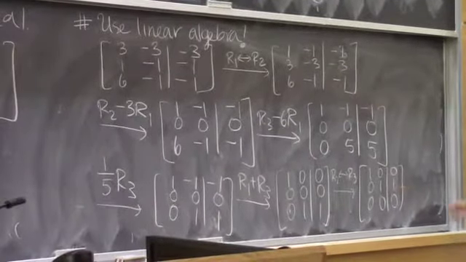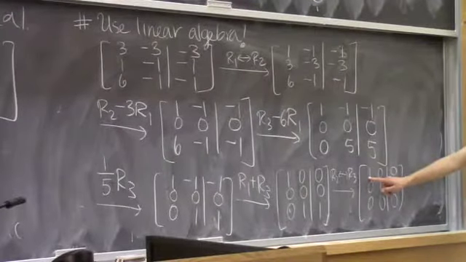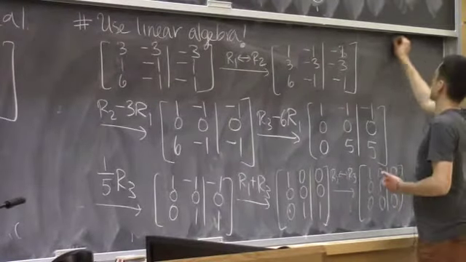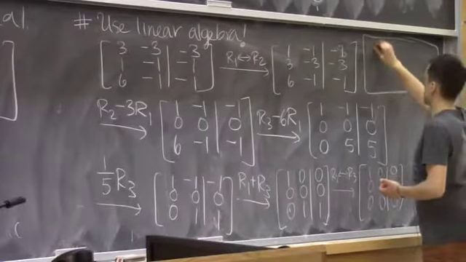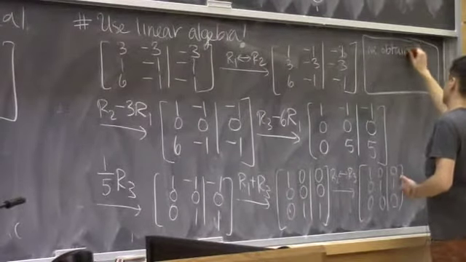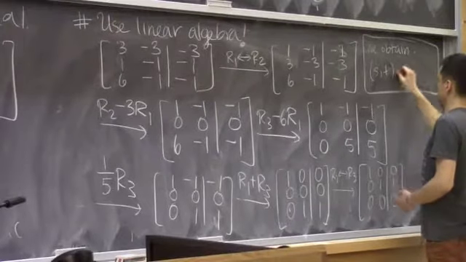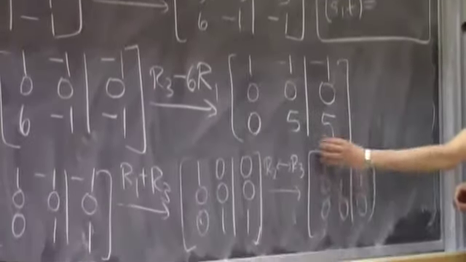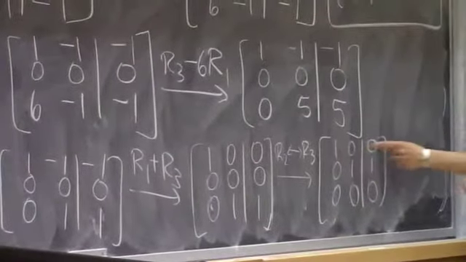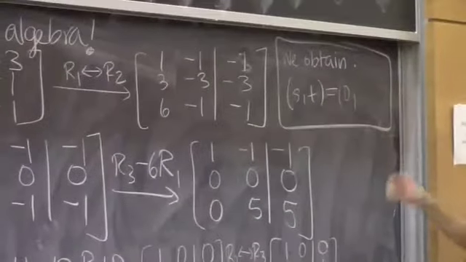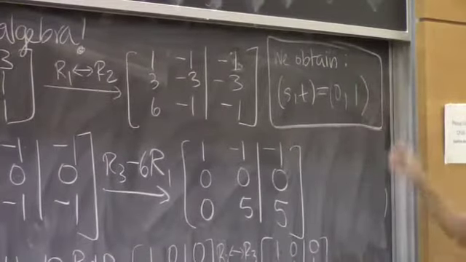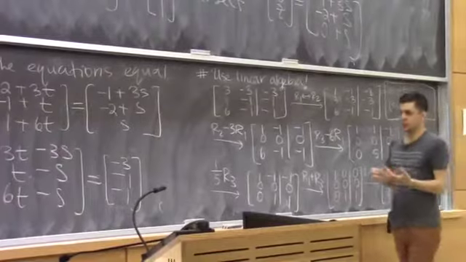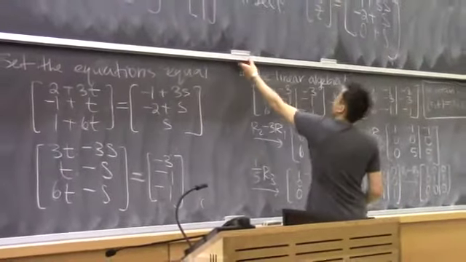We've got our variable t and our variable s. And what do we get? Okay, so the column corresponding to s, that's this column here, s is equal to 0, and t is equal to 1. So we've got the values that make these two things equal.